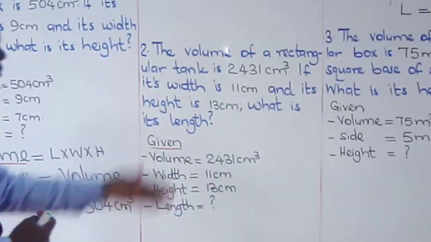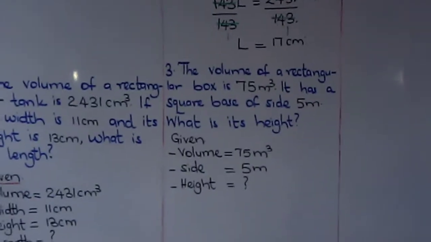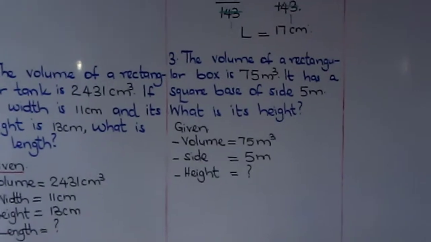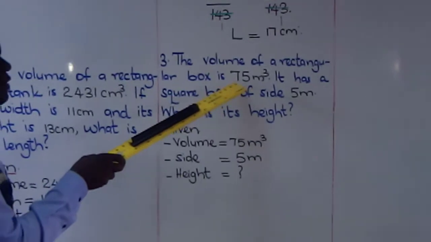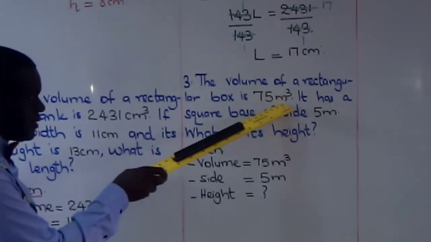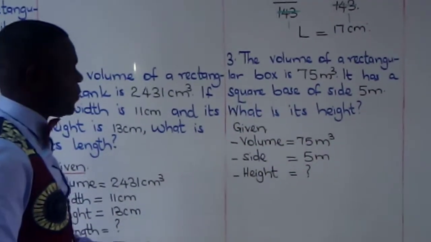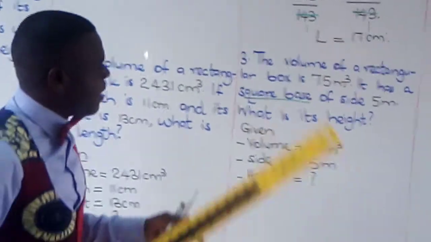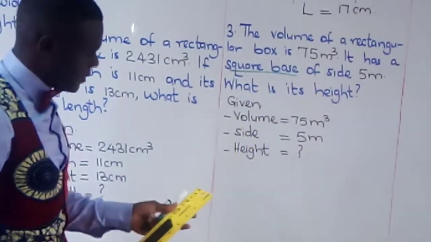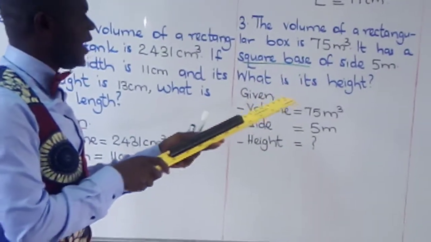Thank you. And the third illustration, and the last one probably today, is this question. The volume of a rectangular box is 75 cubic meters. It has a square base, and I want you to underline the word square. Square base. That's very important. It has a square base of side 5 meters. What is its height?